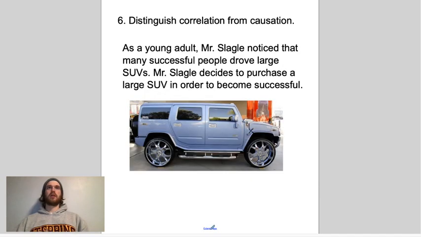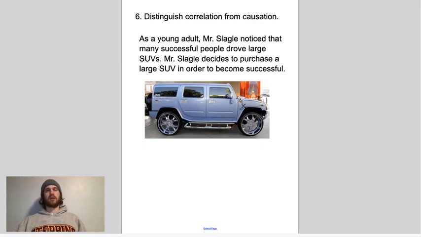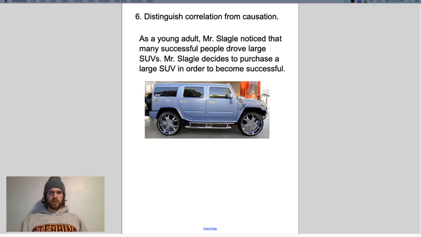As a young adult, Mr. Slagle noticed that many successful people drove large SUVs. Mr. Slagle decides to purchase a large SUV in order to become successful. So, yeah, it didn't work out. I'm just kidding. I'm doing all right. But the whole idea here is, no, you can't go out and purchase success.